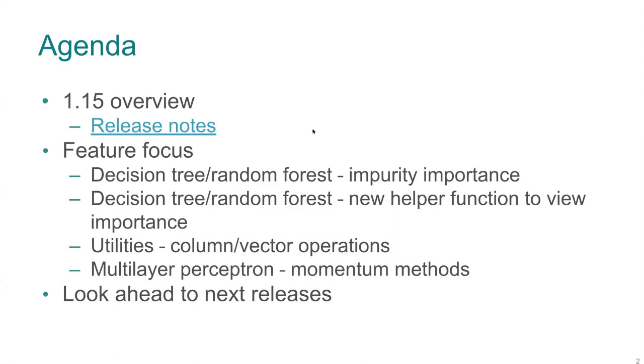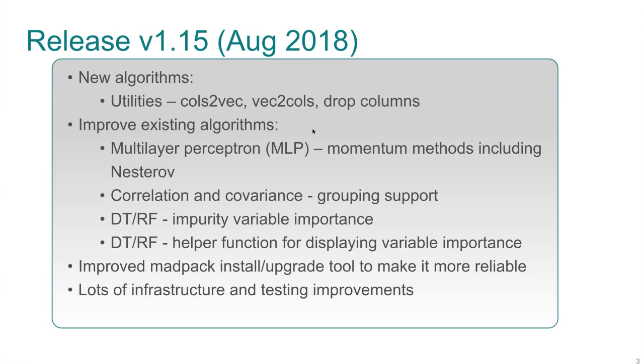Okay, great. So let's look at the 1.15 release to start with. You can look at the detailed release notes, but this is a description of the high-level features of this release. First of all, we added 3 new algorithms in the utilities area: columns to vector, vector to columns, and drop columns. We'll give demos of these shortly.